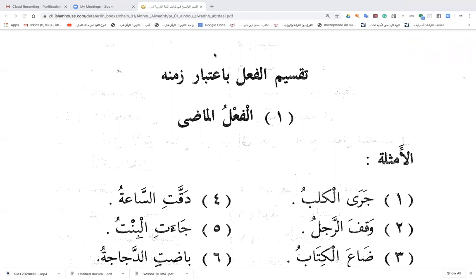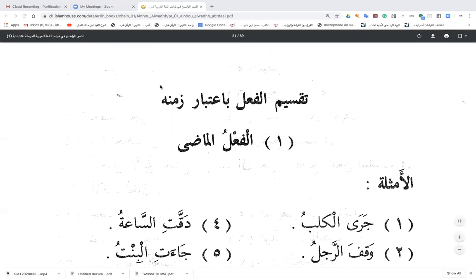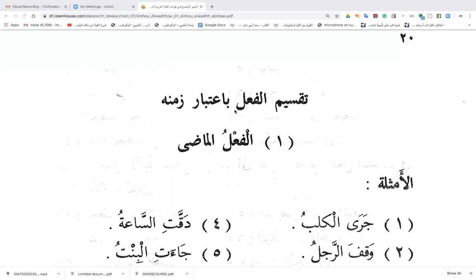So we've covered now the first three sections of this book, النحو الواضح, and we talked about what are the components of a proper sentence, the conditions of a proper sentence, and then what are its components. Now we're going to talk about, and this is really important, تقسيم الفعل باعتبار زمني. The word اعتبار means like in recognition of or in light of, right? So the divisions of verbs in light of the verb, its tense, okay?